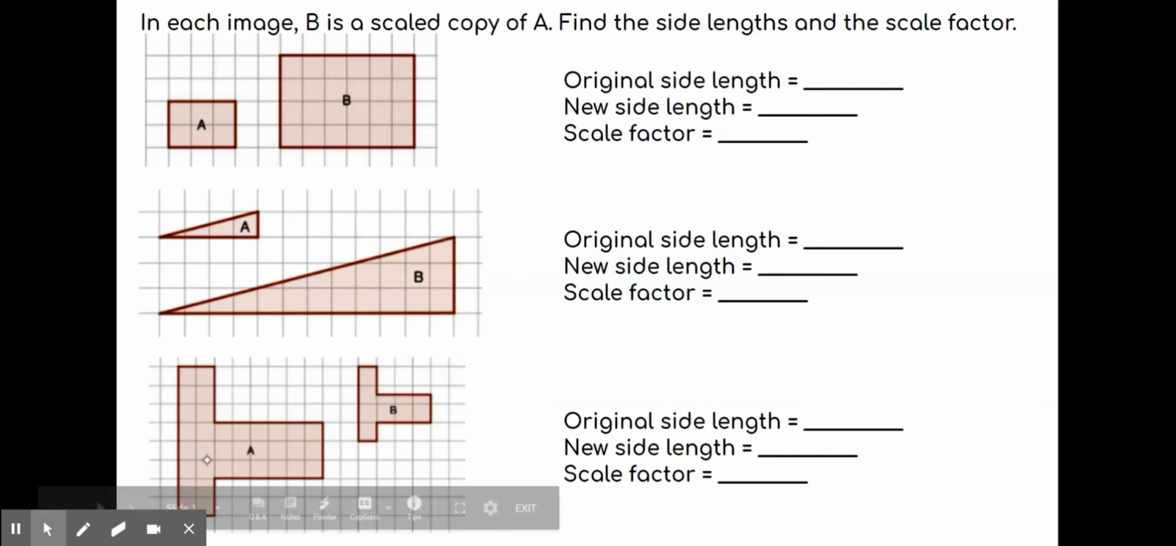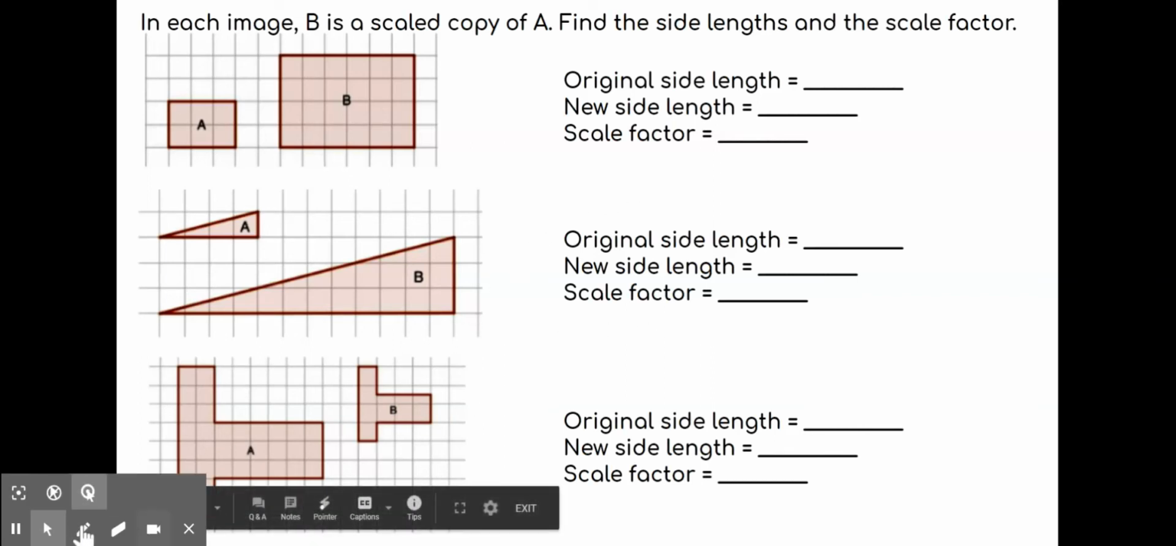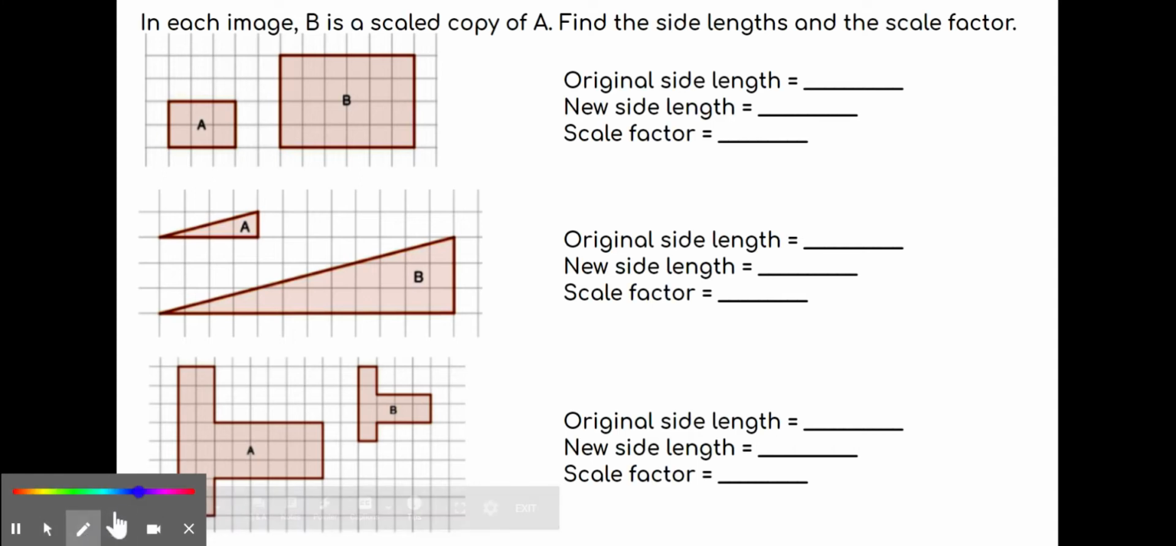Okay, so we are going to do a quick review of dilations, and we're going to start our review of dilations by looking at scaled copies. Scaled copies are when a figure enlarges or reduces. Sometimes it'll get smaller. Okay, so let's look at these pictures right here. They are scaled copies. The big one, the second one, B, is a scaled copy of the first one, A, and we want to find side lengths and the scale factor.